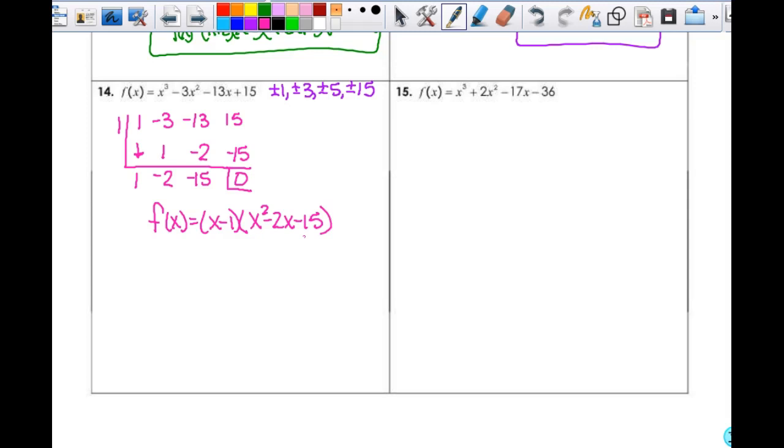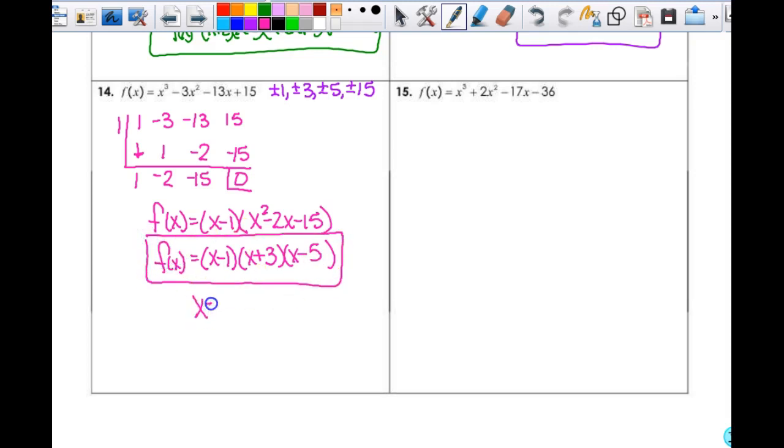Then again, I could keep trying these, or I can try and factor this. This does factor, so we'll get x minus 1. Okay, this is negative, which means the signs are opposite. This is a negative 2, so that is going to be a positive 3 and a negative 5. There's my fully factored form. My zeros are negative 3, 1, and 5. And there you go. All right, so 15, once again, does not factor.